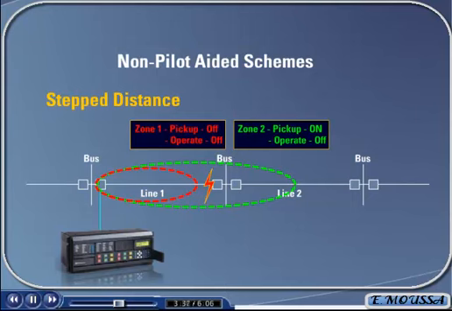After the Zone 2 time delay has expired, the Zone 2 operate flag will change to the on state and trigger the relay to trip and clear the fault. Once the fault is cleared, both the pickup and operate flags of Zone 2 will turn off.